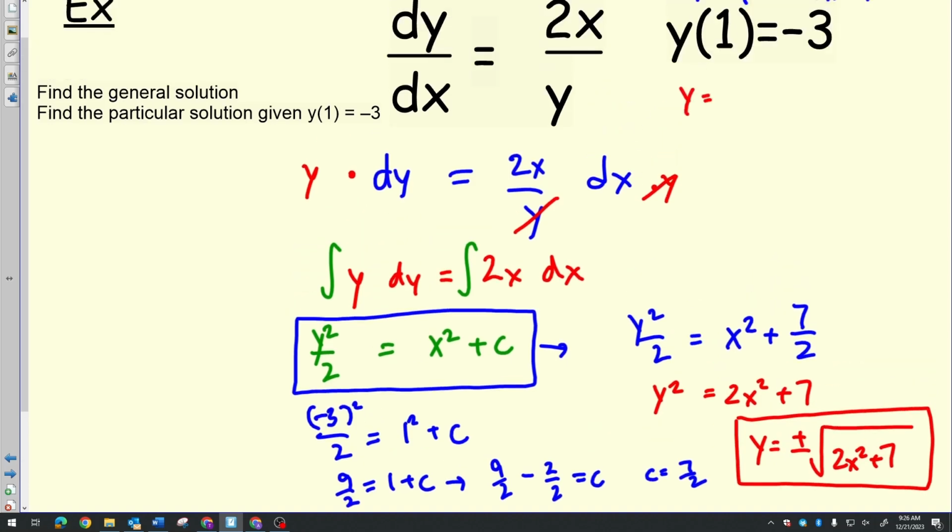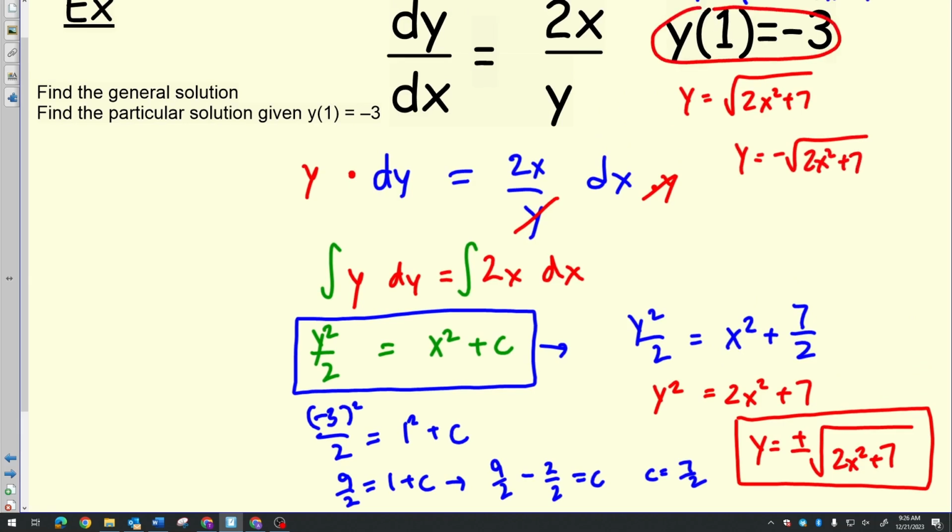I have y equals positive square root of 2x squared plus 7 and y equals negative square root of 2x squared plus 7. I need the solution that satisfies this initial condition. So if I plug in x equals 1 over here, I will get the square root of, what is this? 1 squared is 1, so that's going to be 2 plus 7, which is 9, so 3. If I plug in 1 here, 1 squared is 1, times 2 is 2, so I get negative the square root of 9, which is negative 3.